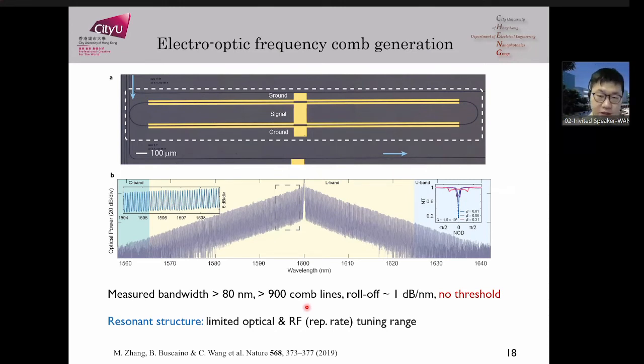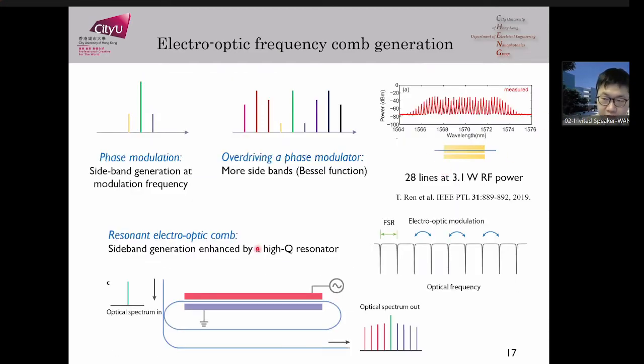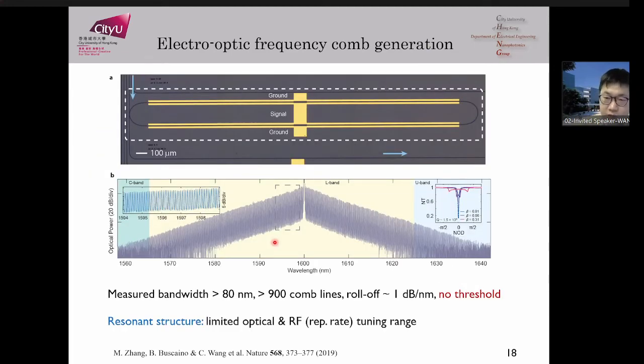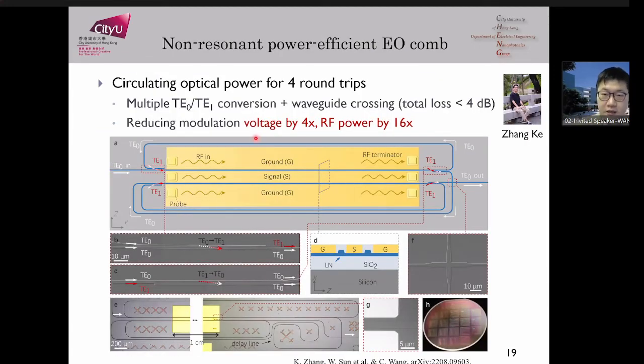So we've been thinking about whether we can combine this idea and this idea by still reusing the optical power in some way, but without the use of a resonator, right? So in the recent work, we actually showed that you can do that. The idea is that you're still circulating the power, but without a resonator. What we do is you first modulate the signal. So it first goes through this phase modulation area. That's the first time, just as before. But now instead of going out, you loop it back.